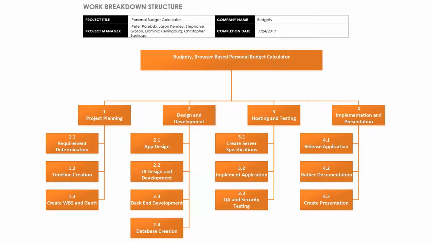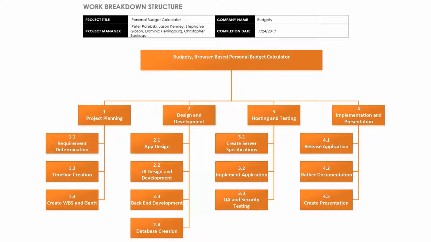During the first phase, we sat down and did the requirement determination, looked at the scope of the project, created our timeline, and then did the work breakdown structure and the Gantt charts. Secondly, we did the application's actual design. Once that was set, we did the UI design and development on the front end, and then the back end development, and then the creation of the actual database to wrap it all together.